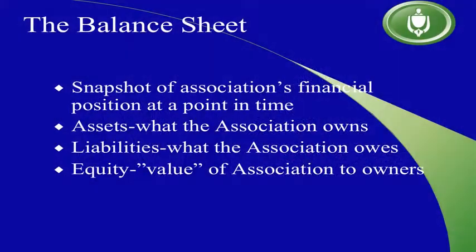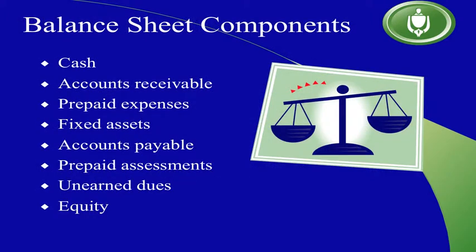The balance sheet has three major components: the assets, which are the things that the association owns; the liabilities, which are the things that the association owes to other parties; and then the equity or value of the association to the owners. The first item you will generally see on your balance sheet is cash.